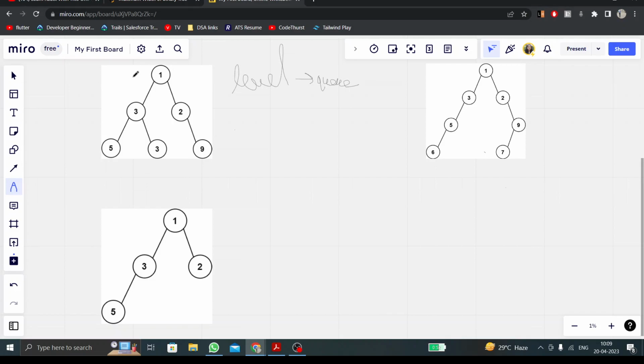What I'm going to do is, I'm going to use a concept which is called indexing. Okay, let's suppose I have indexed this parent node as 0.